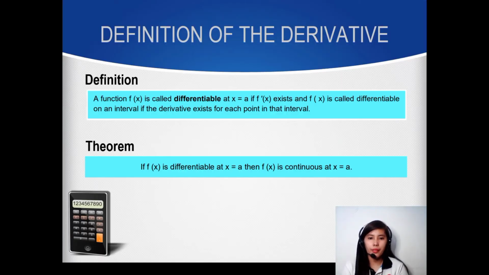Then we have another definition about derivatives. A function f of x is called differentiable at x is equal to a if f prime of a exists, and f of x is called differentiable on an interval if the derivative exists for each point in that interval. Then theorem: if f of x is differentiable at x is equal to a, then f of x is continuous at x is equal to a. So we have here a given point, x is equal to a, and we can test if it is continuous or not, if the function is differentiable at that point.